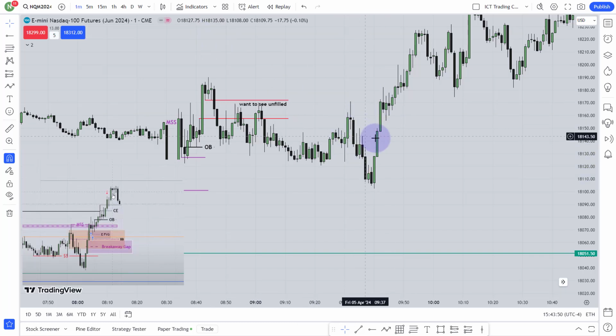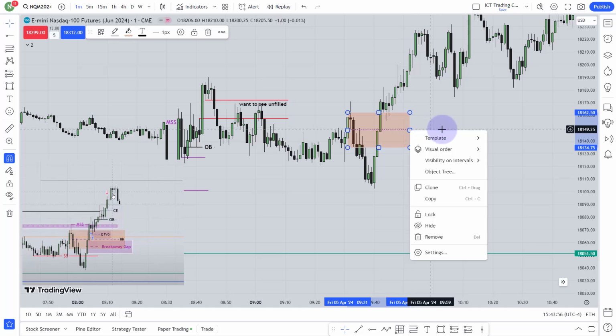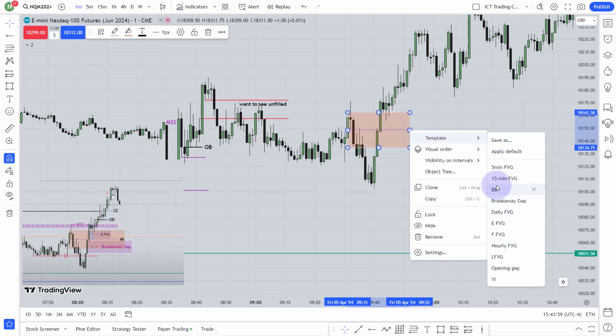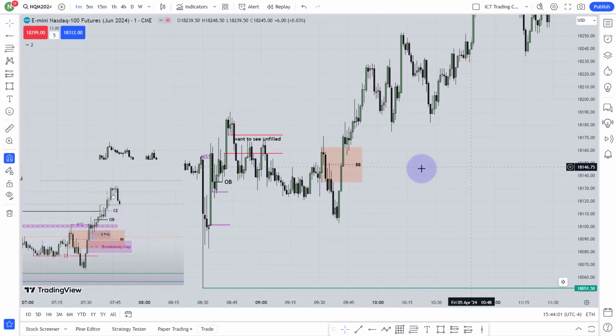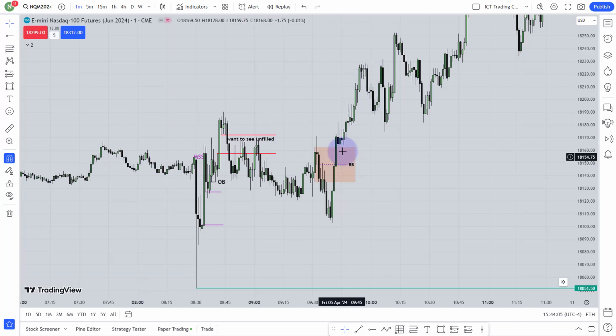When I'm looking for a bullish breaker block, I'm going to mark that breaker block over there. So that is my breaker block until there. So this is my breaker block. Price tapped over there to that breaker block, went higher.